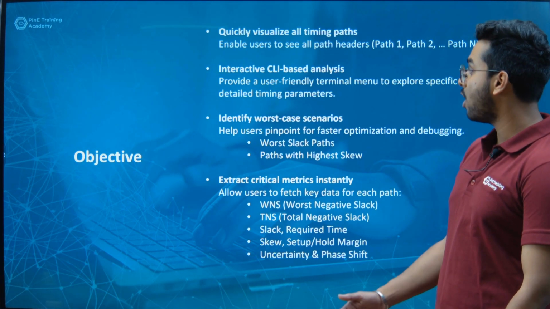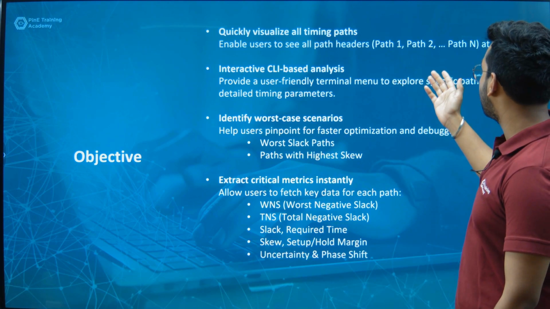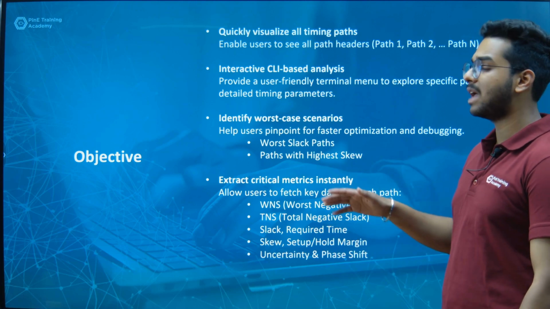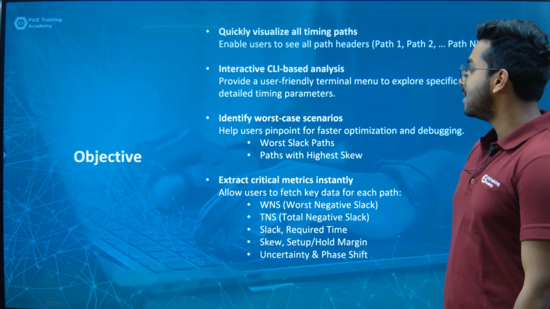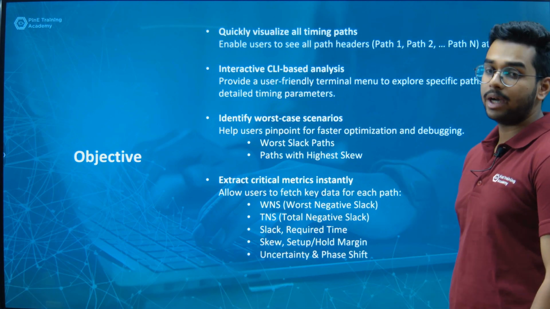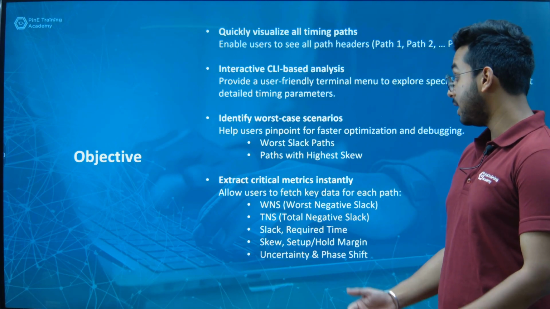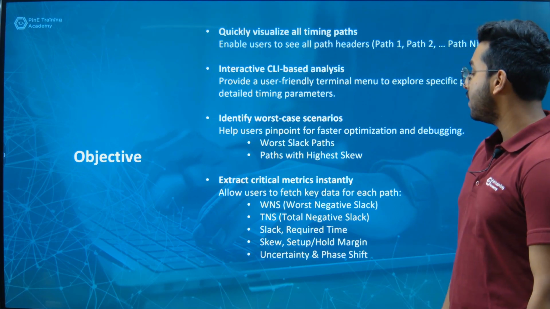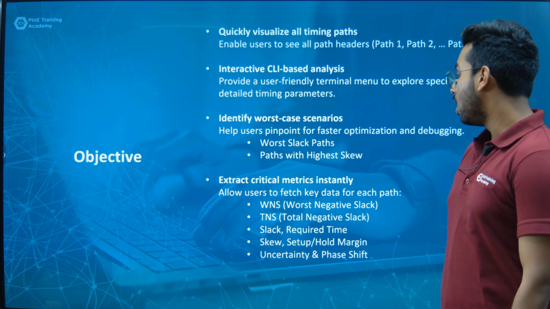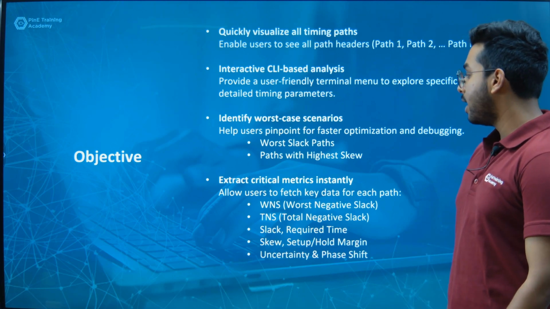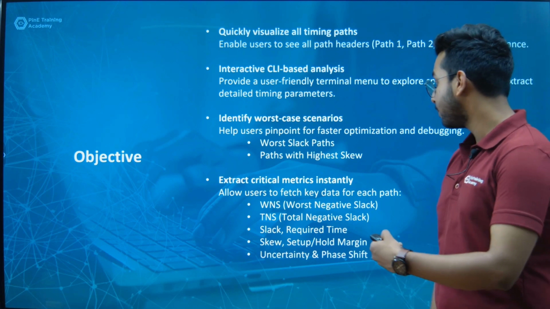And our objective: our tool can quickly visualize all timing paths, like path 1, path 2, and in numerous paths, thousands or 2000 paths, we are going to analyze. Secondly, it is an interactive CLI based analysis, so we are providing a very user friendly CLI, so a user can very easily interact with the system. We are also providing the option to view worst case scenarios in the design, so that we can work upon the design more efficiently. And we are also extracting the critical metrics that are used to extract the important information of the design.